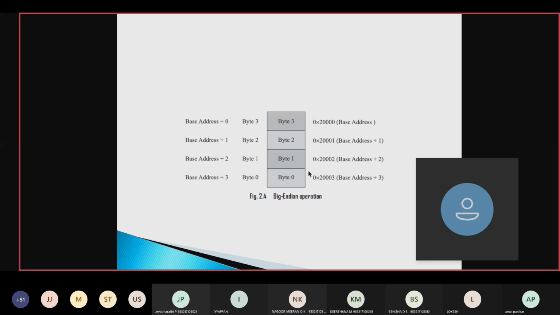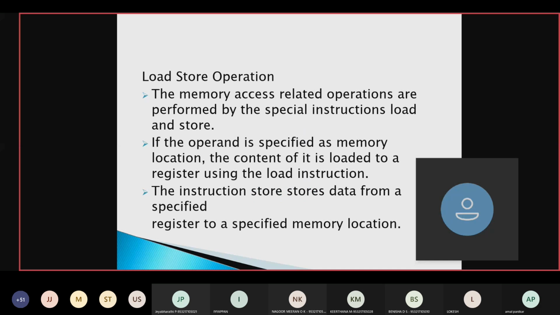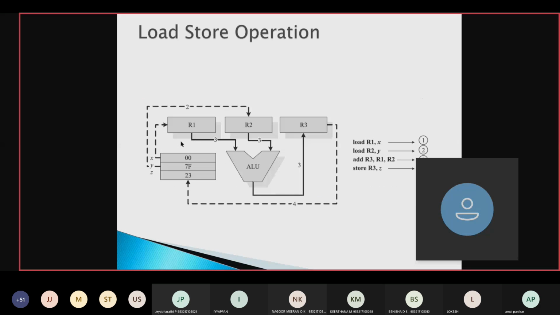load store operation. What is the meaning of load store architecture? You can say load store operation or load store architecture. Let us take the concept of load store architecture. RISC processors are orthogonal, meaning that they can operate on any registers. The memory access related operations are performed by special instructions, which are called load and store.